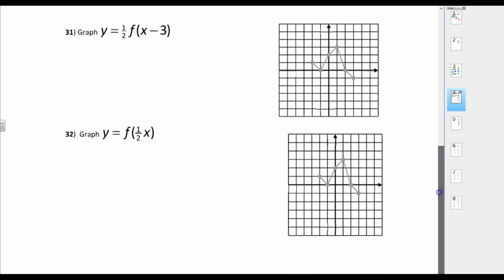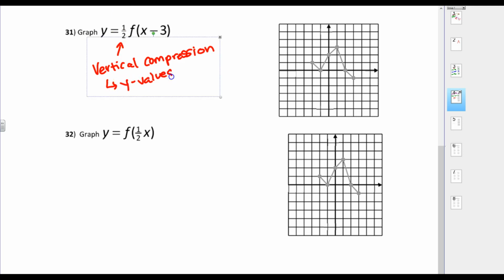Okay, now we're going to start doing slightly more complicated things. Here we have two things going on. The first thing we have in this picture is a vertical compression. And the reason it's a compression, not a stretch, is that it's less than 1. And when you've got a vertical compression, that means that all your y values are going to be multiplied by whatever that number is, in this case 1/2.